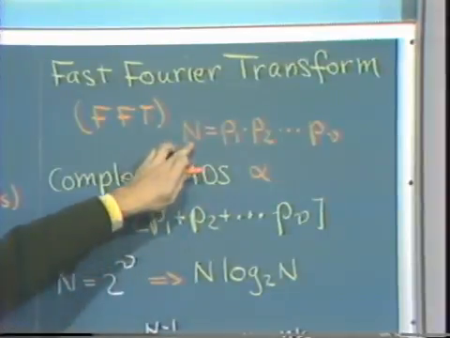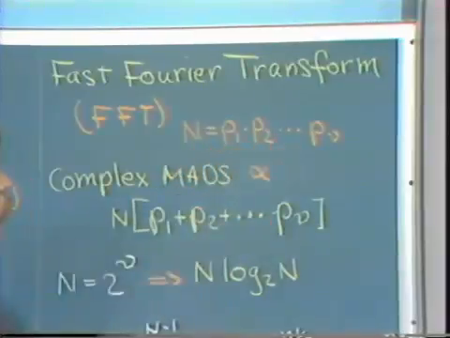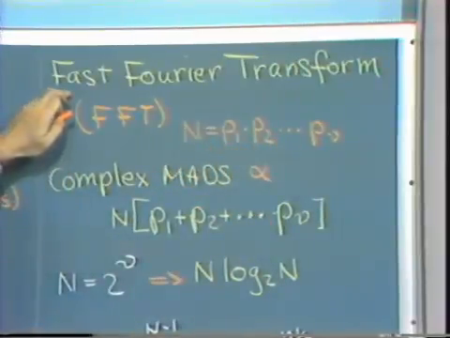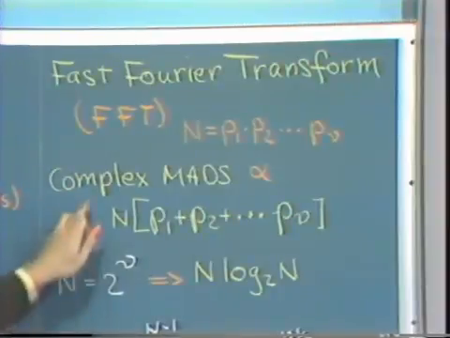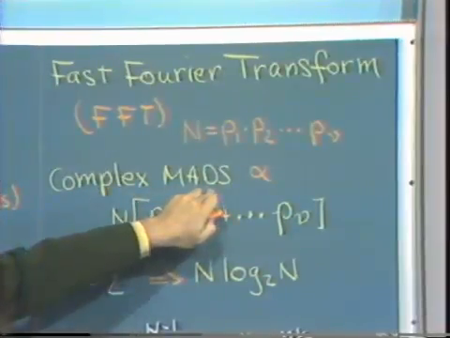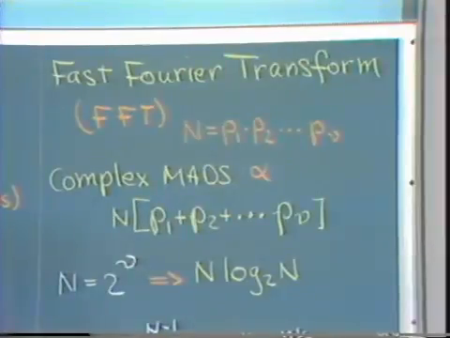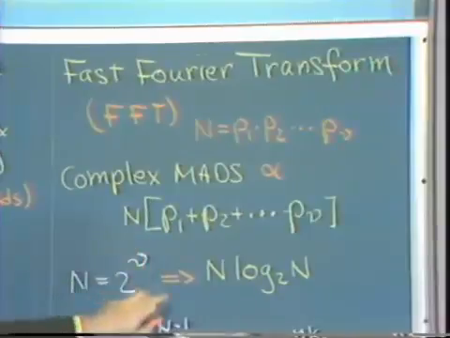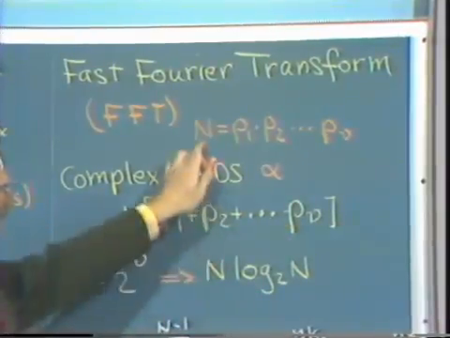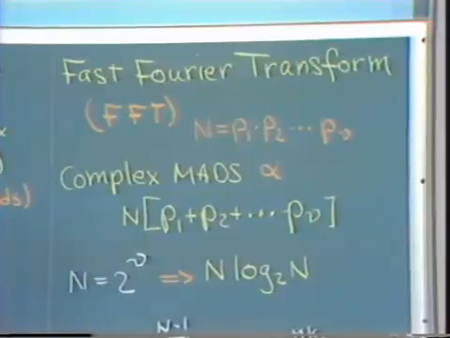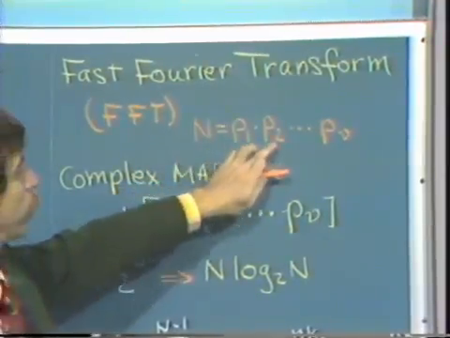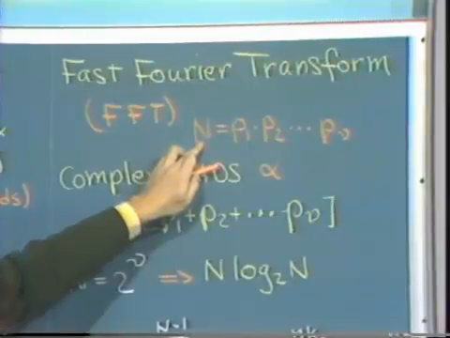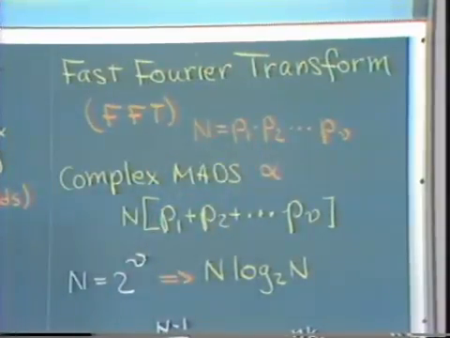In particular, we'll see that for N a product of primes, using the fast Fourier transform algorithm, the number of complex multiplies and additions involved will turn out to be proportional not to N squared, as it is in the direct computation, but proportional to N times a sum of the primes involved in the decomposition of N. So the greater the number of primes that we can decompose N in, and the smaller each of those primes, the higher the efficiency of the fast Fourier transform algorithm will be.